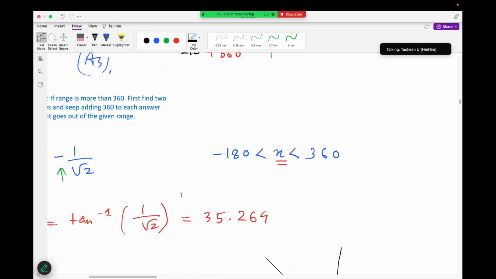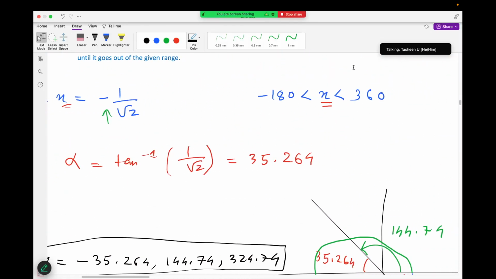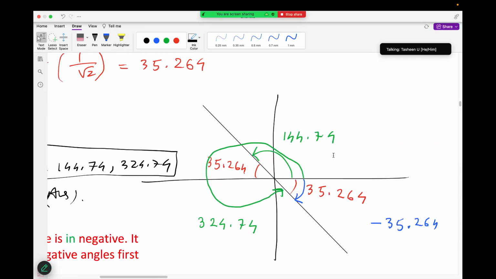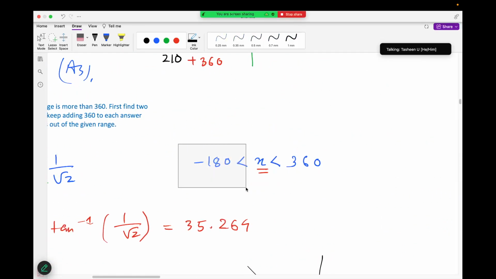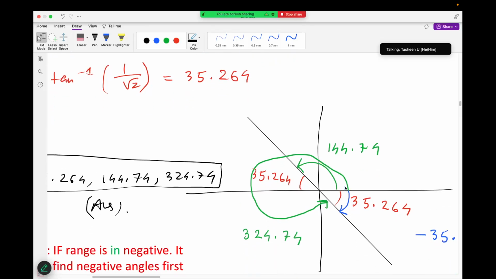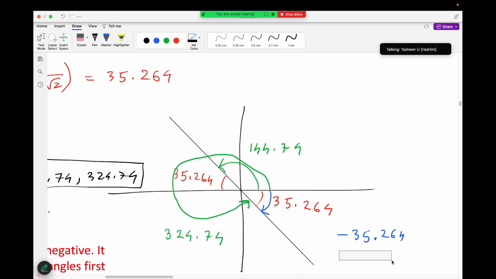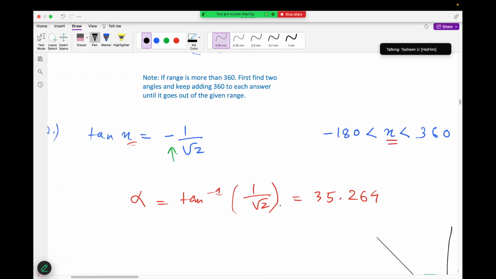Now look at what the given range is. We have to go up until 360 in the positive. So we found two values, but that's not it. We also have to go negative 180. Which means we have to go clockwise now. From here we go clockwise and find negative 335. And if we go clockwise again, the next angle is less than negative 180. That's why we don't go further.